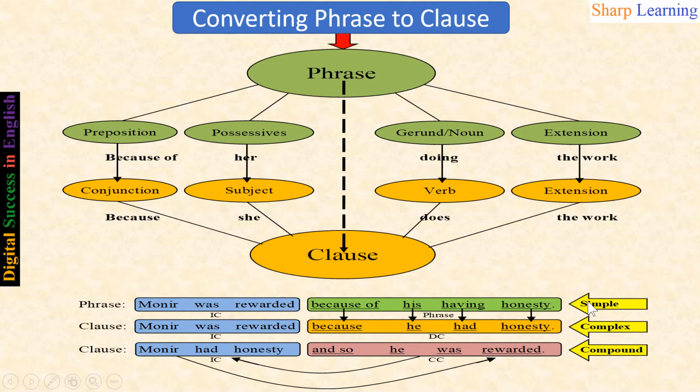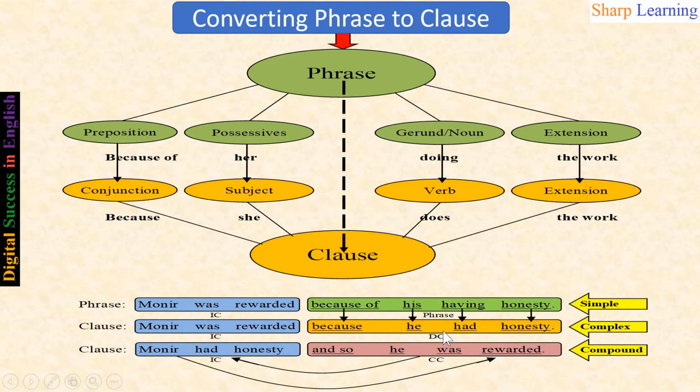Simple sentence: "Monir was rewarded because of his having honesty." See here, "Monir was rewarded" is an independent clause, that means IC. "Because of his having honesty", this part is a phrase. So if we want to make it a complex sentence, what do we have to do? Do you know? Yes, IC will remain IC, but the phrase will be DC.